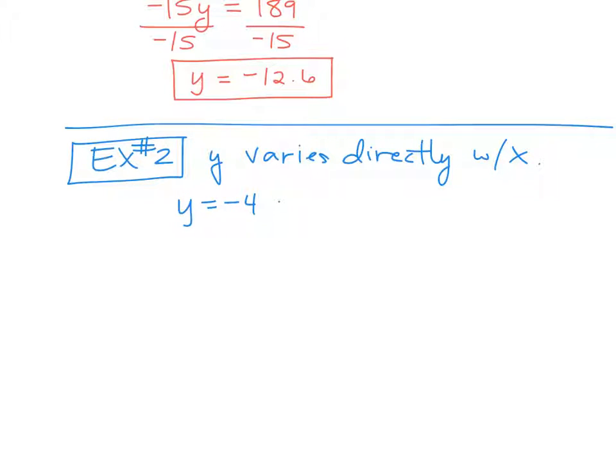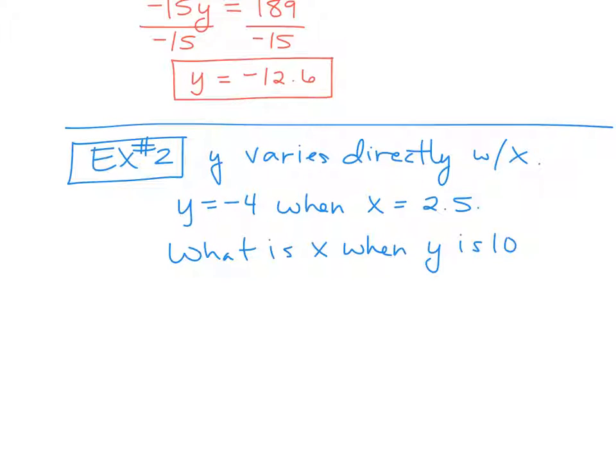Y equals -4 when x equals 2.5. And the question is, what is x when y is 10? Okay, if it's helpful, label. Figure out what is your x1, y1, what is your x2, y2, if you need to write them in, okay?